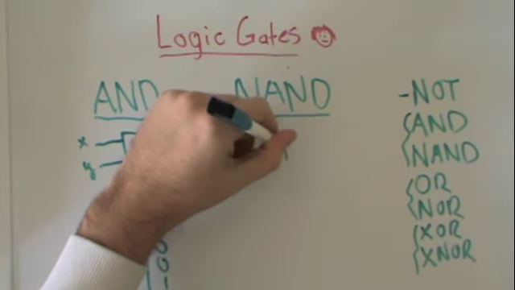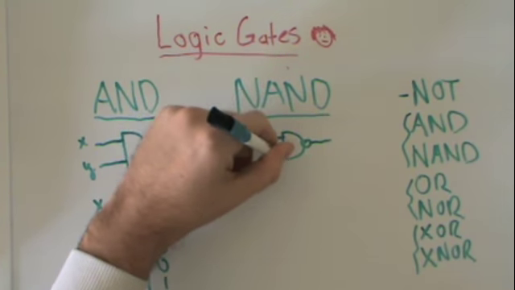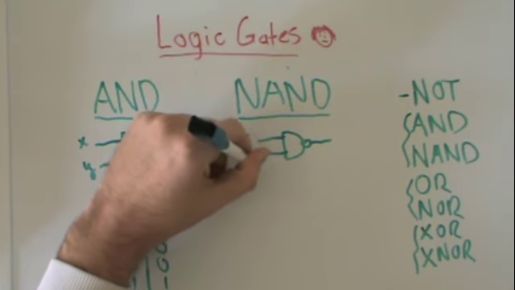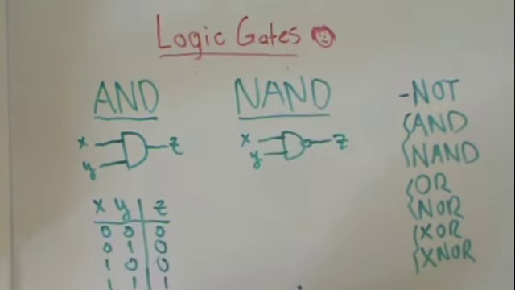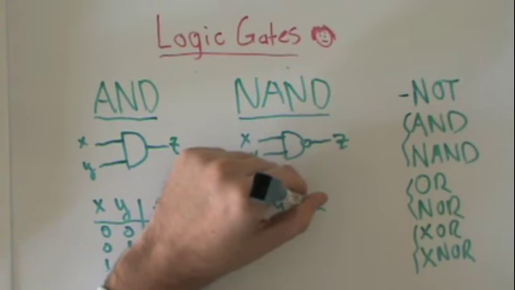So for the NAND gate, exact same symbol, except it's not AND, so we have to put that little bubble on there. So what happens here, X, Y, is our output.